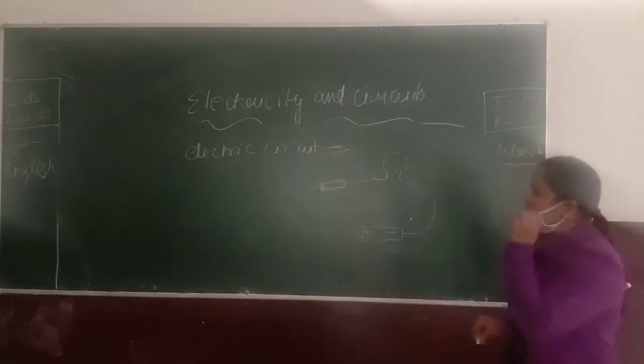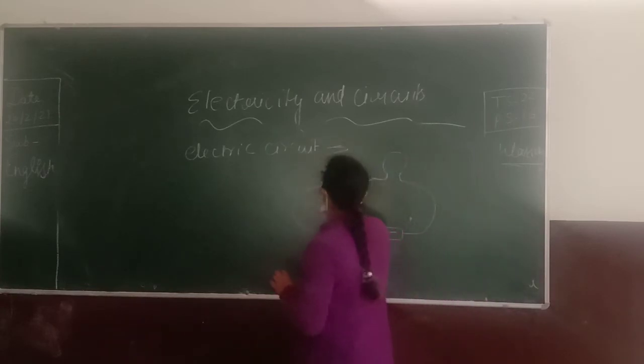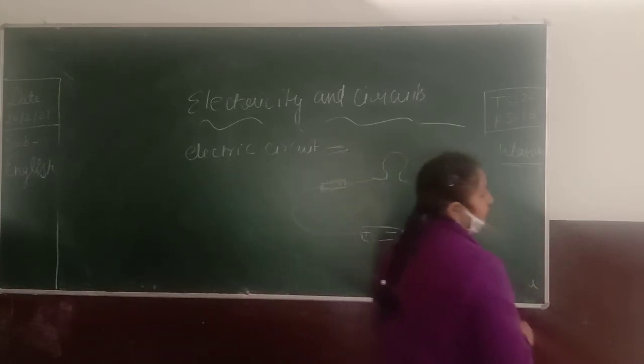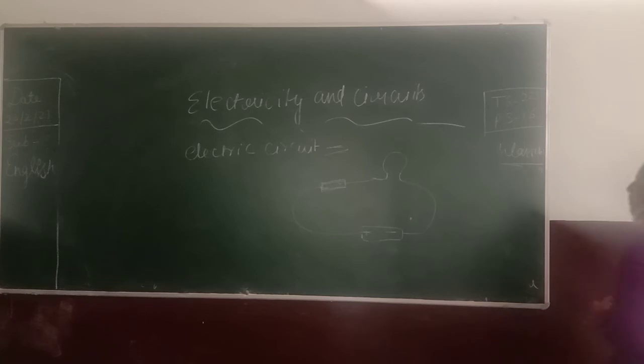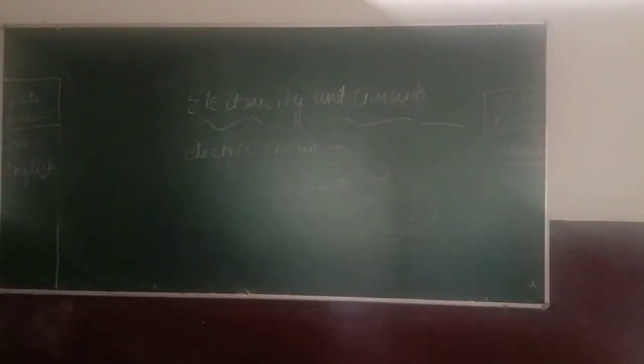If circuit is closed, what does it mean? The electricity will pass through it. It means the switch is on. When switch is off, what does it mean? Circuit is open. Circuit उस वक्त क्या हो गया है? Open हो गया है. That's why the wires are not connected. The wires are not connected means what? The electricity will not pass through the circuit. Clear?